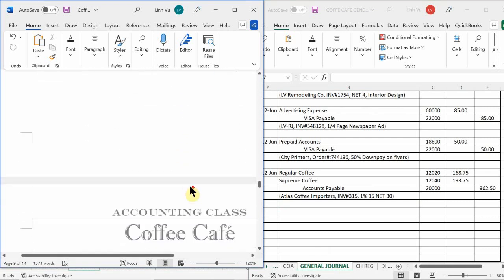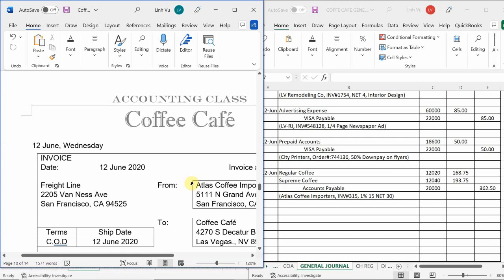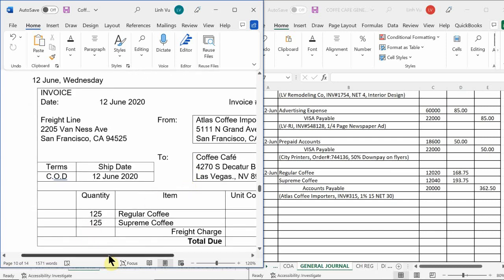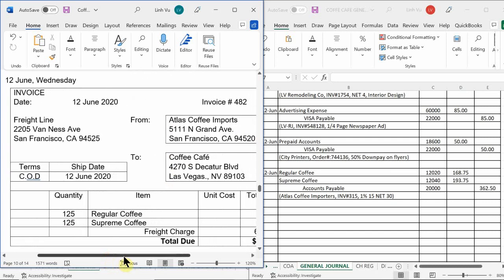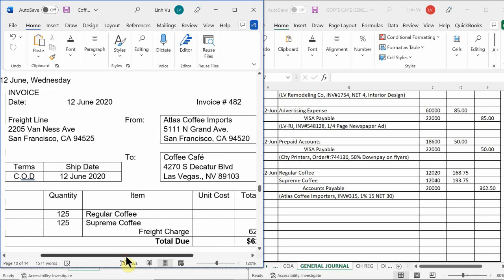We also end up receiving a second bill. What is this bill for? It's the freight. They end up using a freight line company to deliver the coffee to us. It makes sense, right? It's shipping from California all the way to Vegas, Nevada. So in this case, how do we record the shipment of our perpetual inventory?